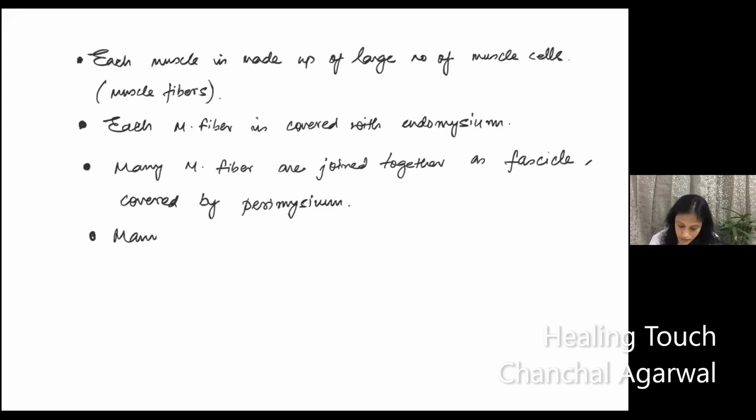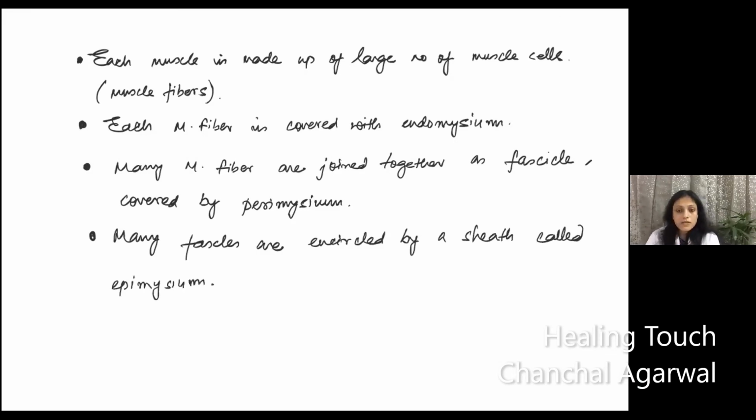Many fascicles are encircled by a sheath called epimysium. Epimysium. Now, this may sound a little confusing. What is this epimysium, perimysium, endomysium? That is why I asked you to write down this part and compare it with the picture which I'll show you right now, because then you will be able to understand and remember what I'm saying.